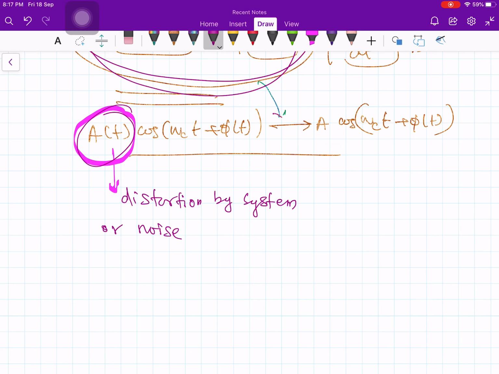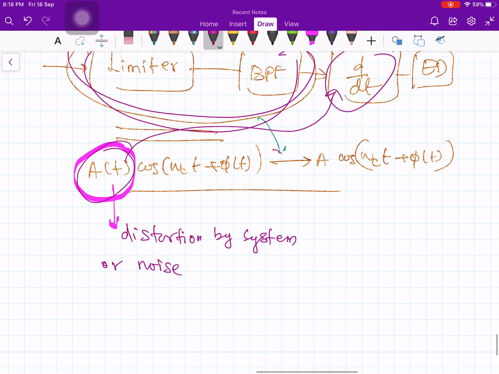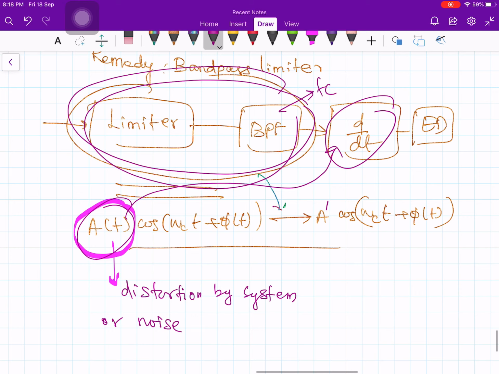Because if you don't do that, then what will happen? You are giving it to the d by dt, so you are taking the differentiation of your A of t, and this A of t will appear in the output, which we don't want. Therefore the bandpass limiter produces an output, let's say A dash times cos of omega ct plus phi of t. We keep our FM signal intact. Afterwards you will get a square wave signal like this, and that signal will become a pure sine wave.